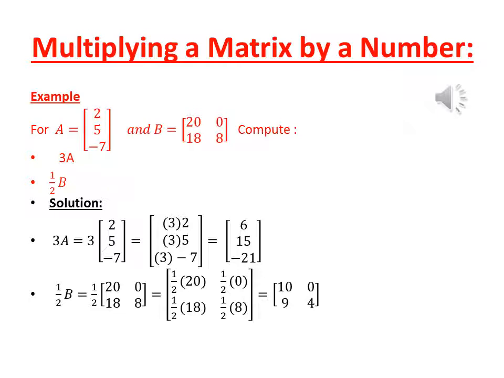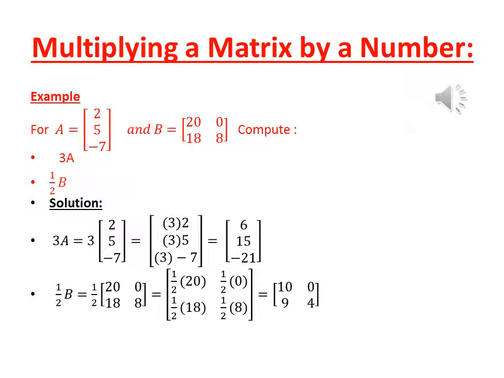Now we have studied addition and subtraction. What about multiplication? Multiplication by a constant number, a scalar: matrix times a number. Like, if I have matrix A: 2, 5, negative 7, and matrix B: 20, 0, 18, 8, I want to compute 3A. What does 3A mean? Matrix A times 3.